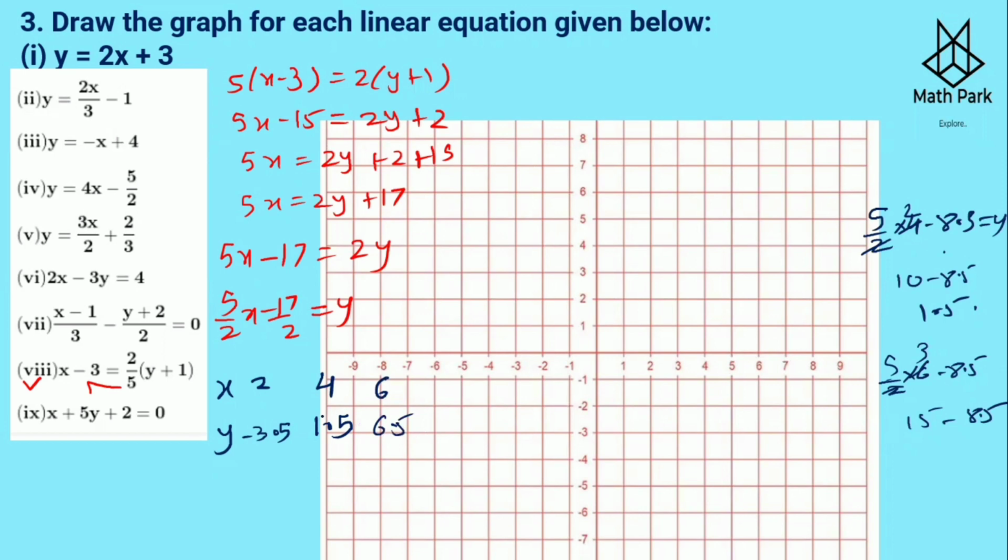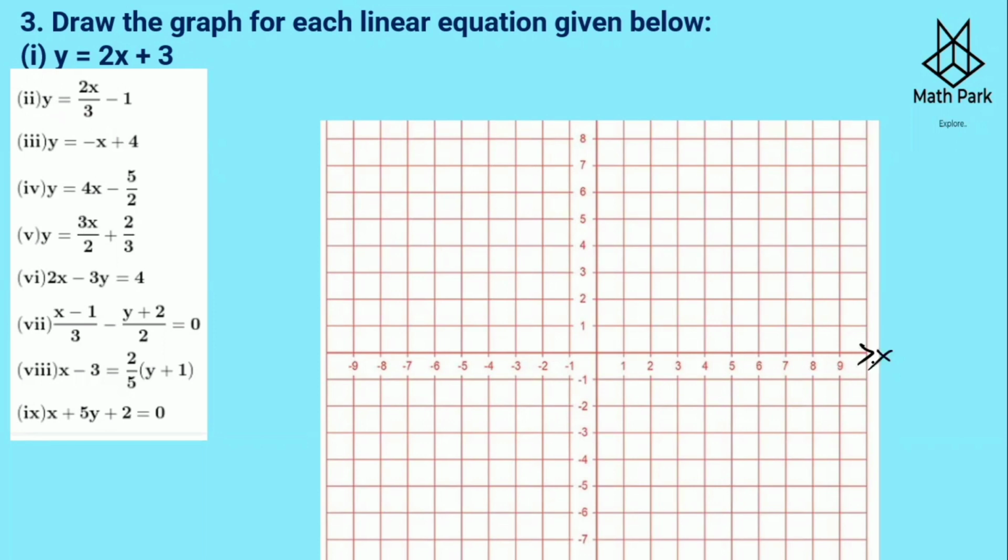Let us plot this. So 2 and minus 3.5 is this point. Then 4 and 1.5 is this point. Then 6 and 6.5. If you put 6, then you get the value of y as 6.5. So 6 and 6.5 is this point. Let us join these points. Join it properly with the ruler. And this is your graph for the equation x minus 3 is equal to 2 upon 5 in bracket y plus 1. Now only the last part is left.